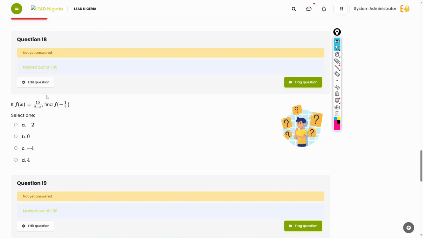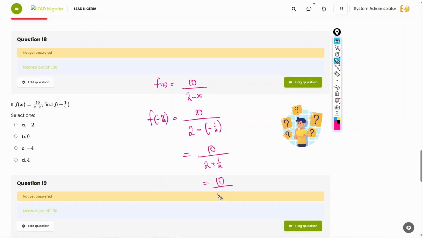All right, so we have, if f of x is this, find f of negative half. So we'll just plug in negative half, right? So we have f of x is equal to 10 over 2 minus x. So f of negative half would simply be 10 over what? 2 minus negative half, which would be 10 over 2 plus half, which is 10 over 2.5, right?